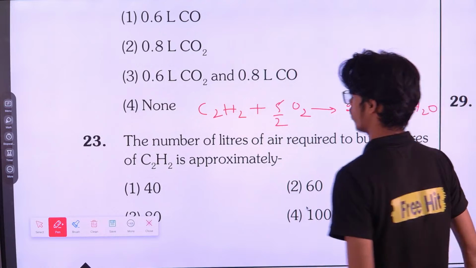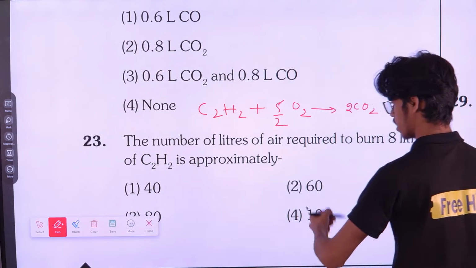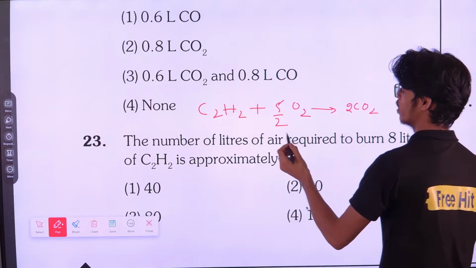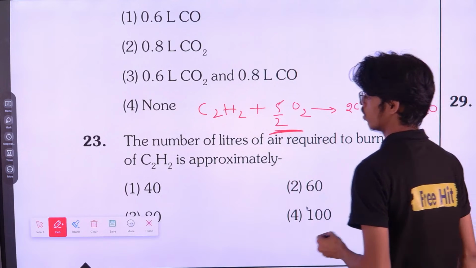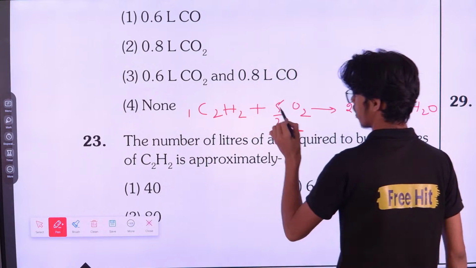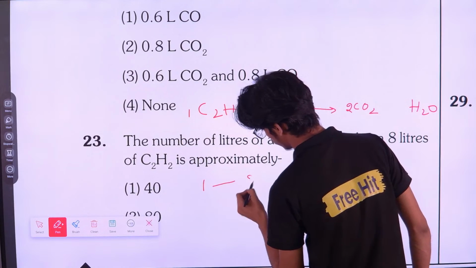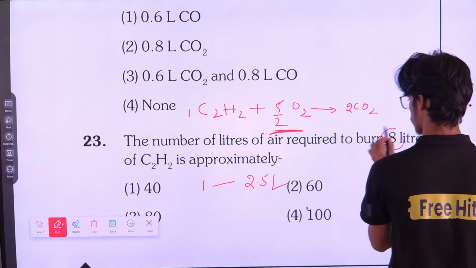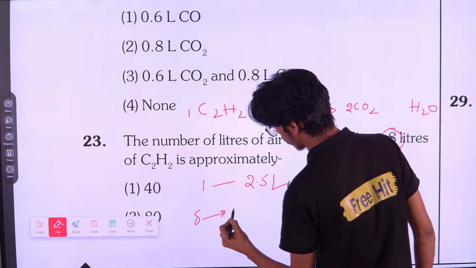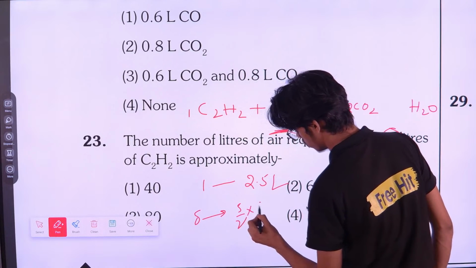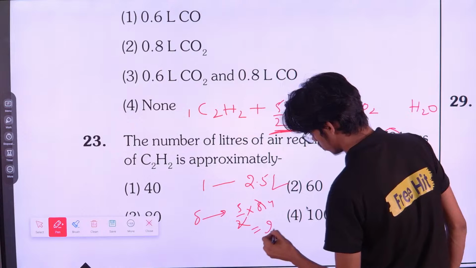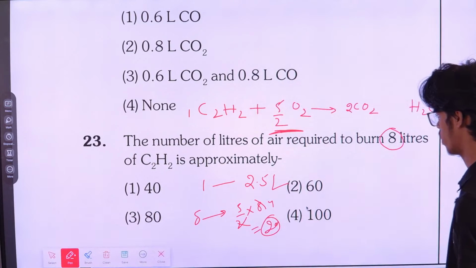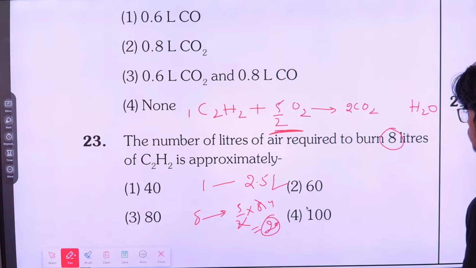Now for 1 mole, it is asking how much? The number of liters of air required to burn 8 liters. It is asking the number of liters of air, which means oxygen, right? So 1 liter requires 5/2, that is 2.5 liters. Then 8 liters will require how much? 8 into 2.5, that is 20. Okay, we don't have any 20 answer right now over here.